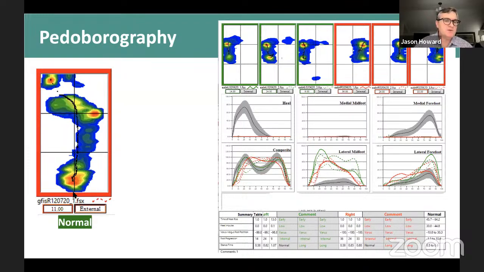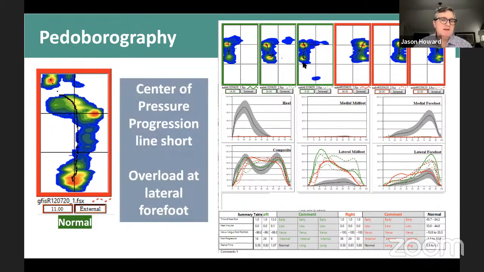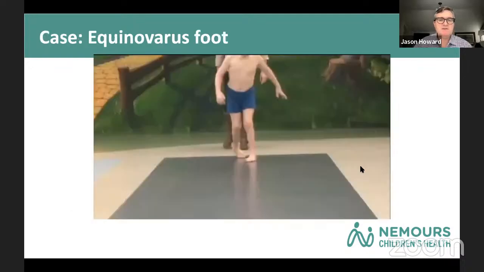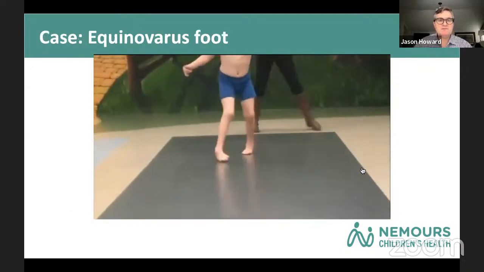There's a normal footprint there on the left. And you see this child has lateral overload at the base of the fifth metatarsal, at the metatarsal head of the fifth metatarsal. And that's where his pain's coming from, and he has it on both sides. So we're trying to affect that. So here's these preoperative x-rays, severe talipes equinovarus in addition to a varus hindfoot. Here's his walking.